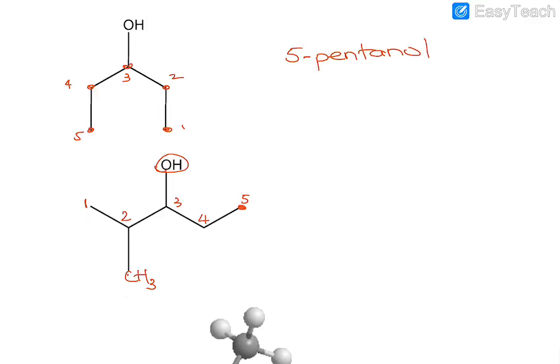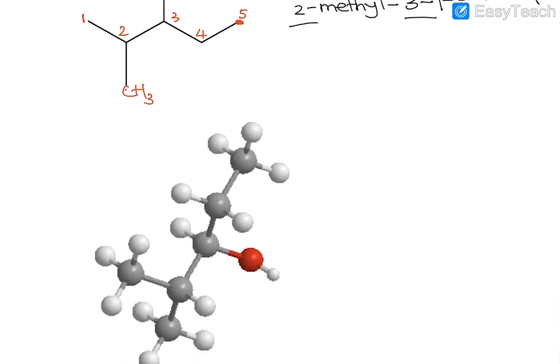It's okay to try different possibilities when numbering, just to check that the functional group gets the lowest number possible. So this is going to be a 2-methyl, 3-pentanol. So the 3 is for the OH and the 2 is for the methyl. You could also have 2-methylpentan-3-ol. That's also possible, but let's keep it like that.